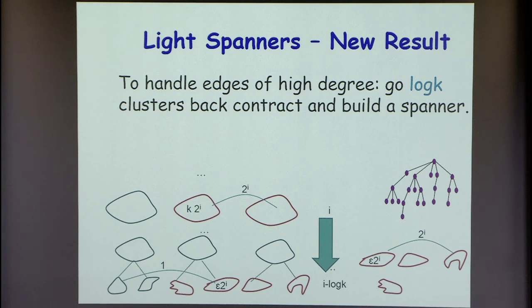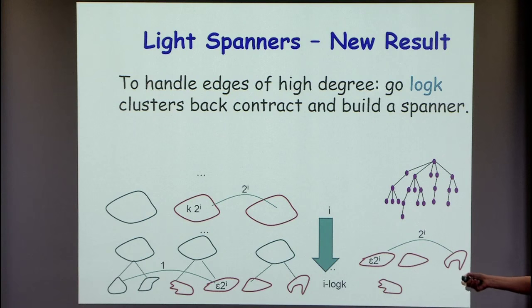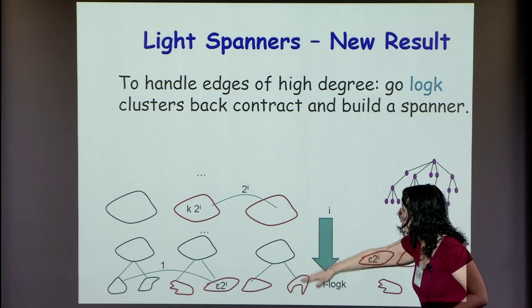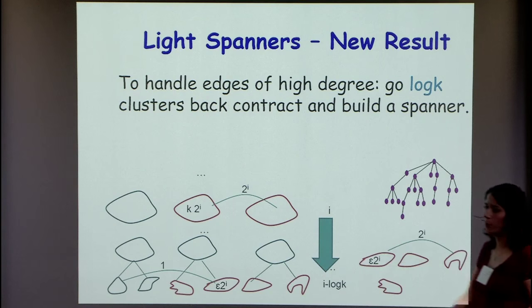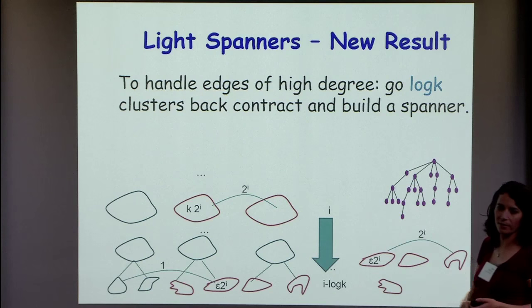So any questions on the construction? Okay. And to get rid of the log k, we need to do something a bit differently. We need to look at all these log k levels together and do something a bit more complicated, instead of doing that for every level separately.